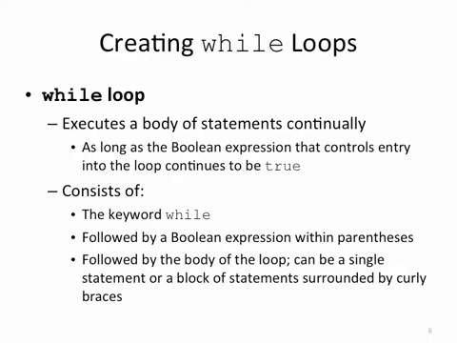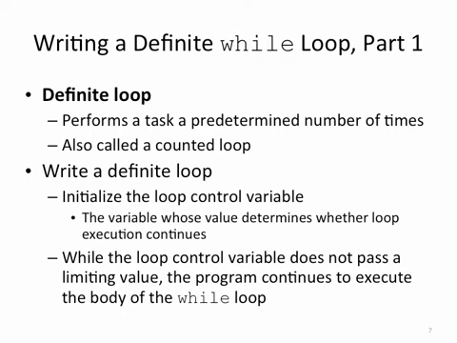A while loop executes a body of statements continually as long as a Boolean expression that controls the loop continues to be true. We call that the loop control condition. It consists of the keyword while, followed by a Boolean expression within parentheses that represents the loop control condition, followed by the body of loop, which can be a single statement or a block of statements surrounded in curly braces.